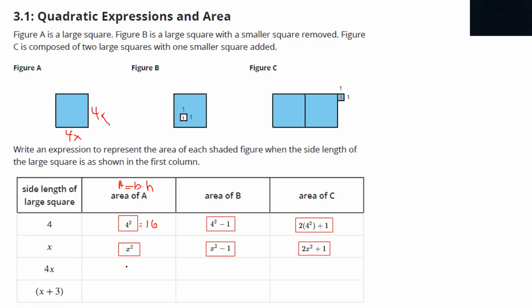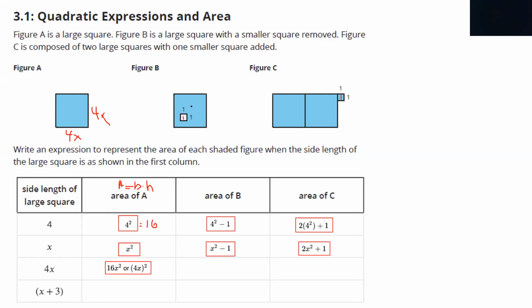All right. So in order for us to determine the area of A, if the side length is 4x, we would multiply 4x times 4x, and we would get 4x to the second power, or 4 times 4 is 16x squared.